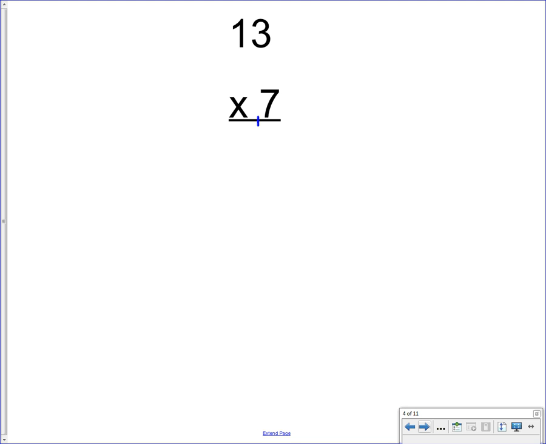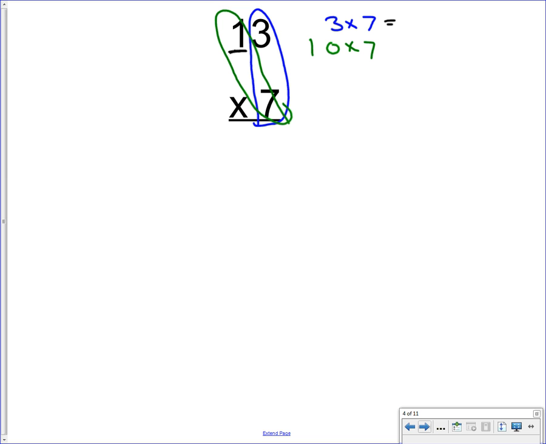So our first step, okay, we're decomposing our numbers. So we've got 3 times 7. And our other one is 10 times 7. Now, I want you guys to look at something. The reason why it's 10, because that 1 is in the tens place, and 1 ten is worth 10. So 3 times 7 is 21. 10 times 7 is 70. Add it up. Get 91.